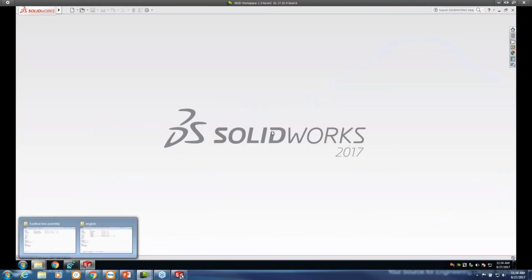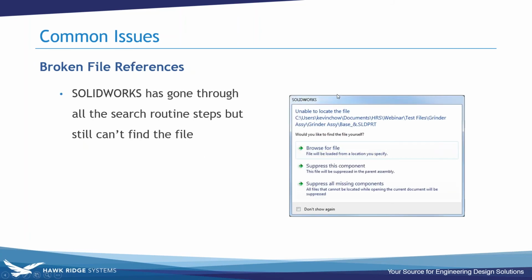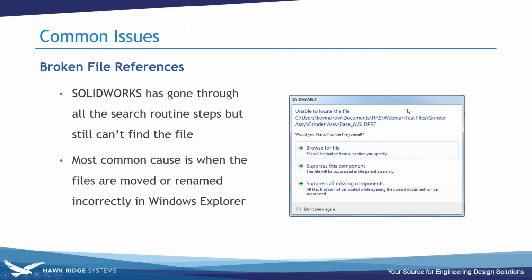So if you open up your file and SOLIDWORKS goes through all those search rules and it still can't find the file, you'll get the warning message on the right. The most common cause of this is if files were moved or renamed incorrectly, especially using Windows Explorer. The reason is that when you do that within Windows Explorer, none of those SOLIDWORKS references are updated, so moving or renaming has a pretty big potential of breaking those references.